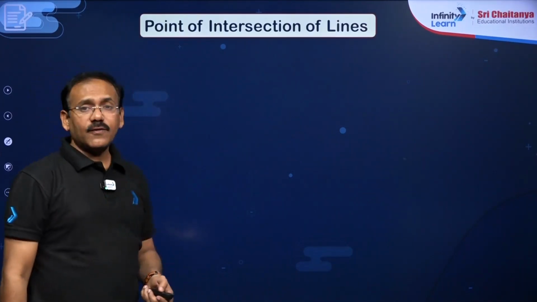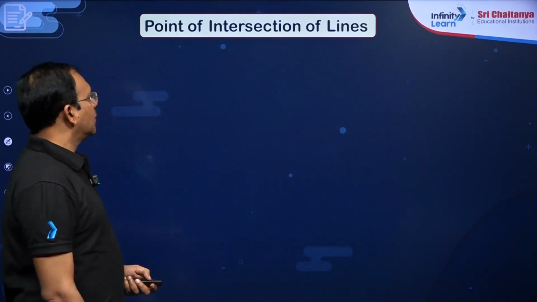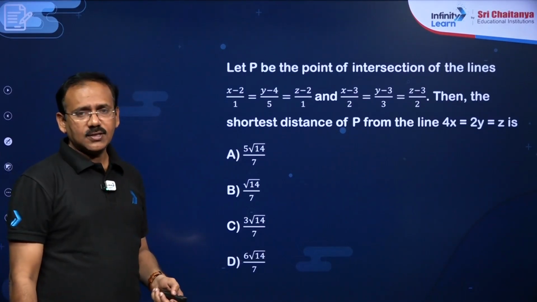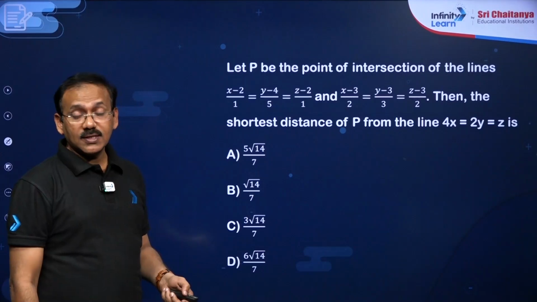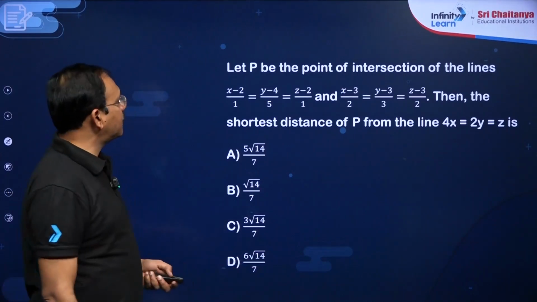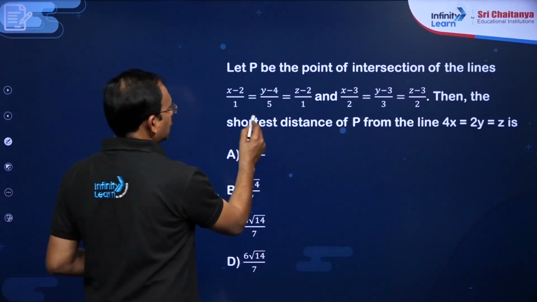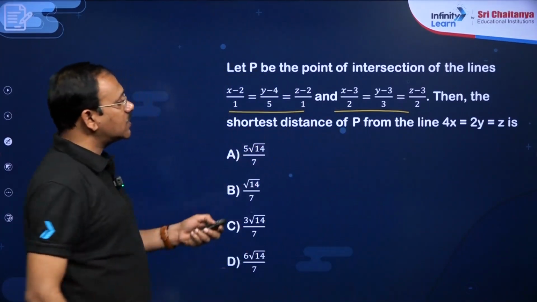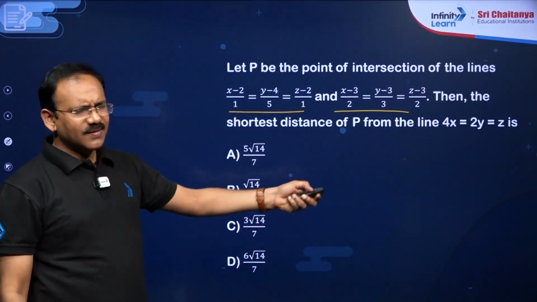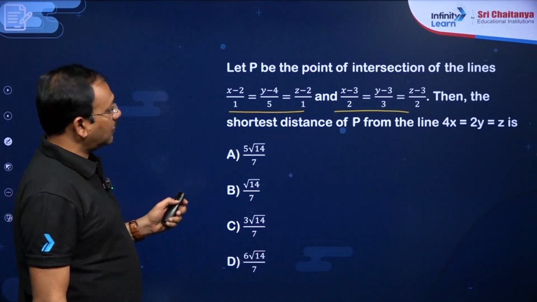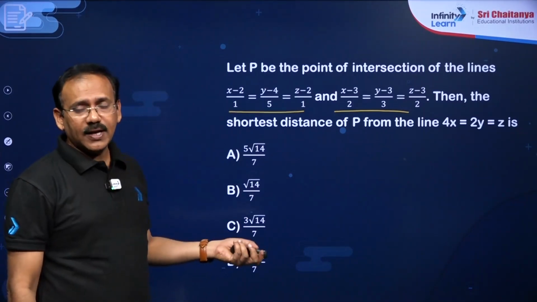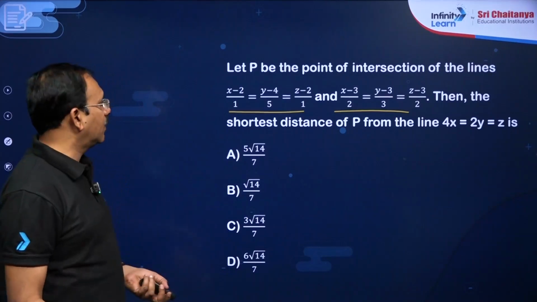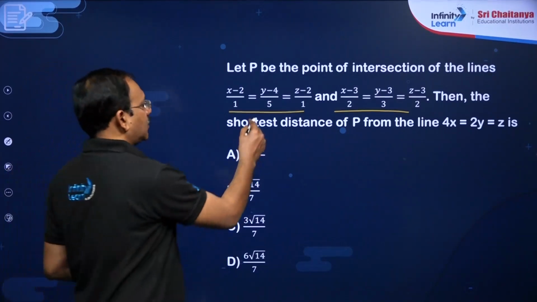Next, point of intersection of two lines, dear students. Generally, if you want the point of intersection of two lines, take the general points on both the lines and equate them. That is it. Let P be the point of intersection of the first line and the second line, then we will find the shortest distance of P from the line. Shortest distance of a point to a line is the distance from point to a line concept we have just done. So, how to find the point of intersection of these two?